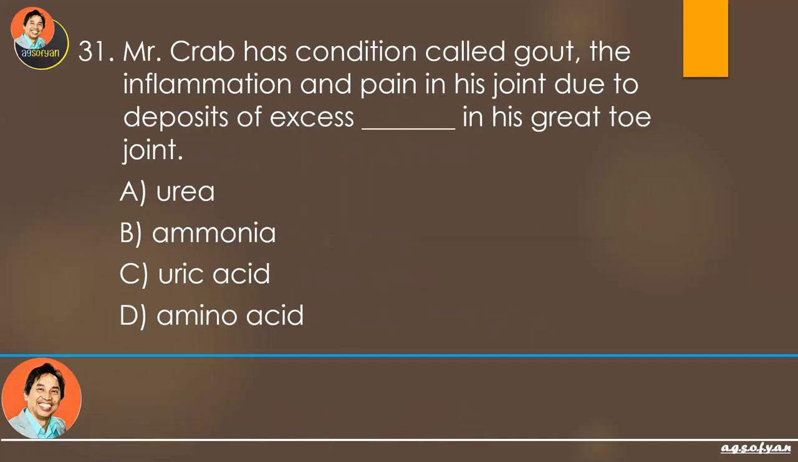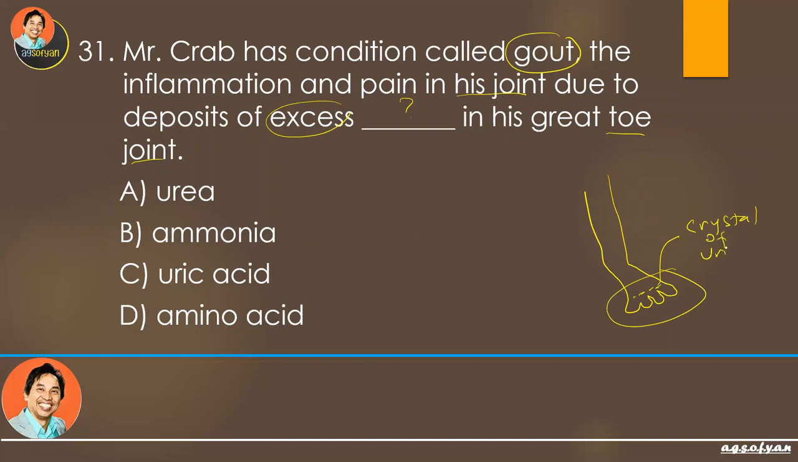Mr. Krabs has a condition called gout. Gout is the inflammation and pain in his joint due to deposit of excess of what in his joint. Usually, the joints that have gout are in the lower part of our body, around here, and joints in our foot. So what excess is actually present here? It's going to be crystal. It is a crystal of uric acid.